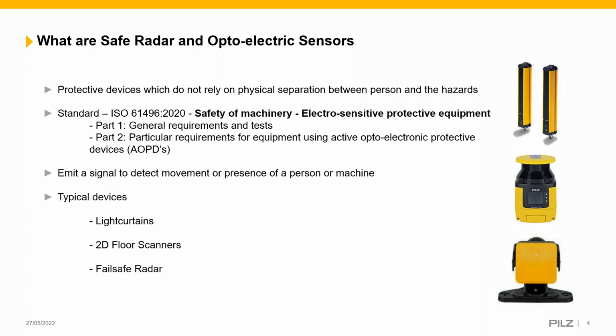The way they operate is in different forms, but they will all emit a signal, different types, whether that's radar or infrared, and they look for movement or presence of a person or a machine or whatever you're trying to protect against within an area or passing through them. The typical devices, we have pictures down the side, top one being Lightcurtains, most commonly known. Then we have floor scanners, and then Failsafe Radar.